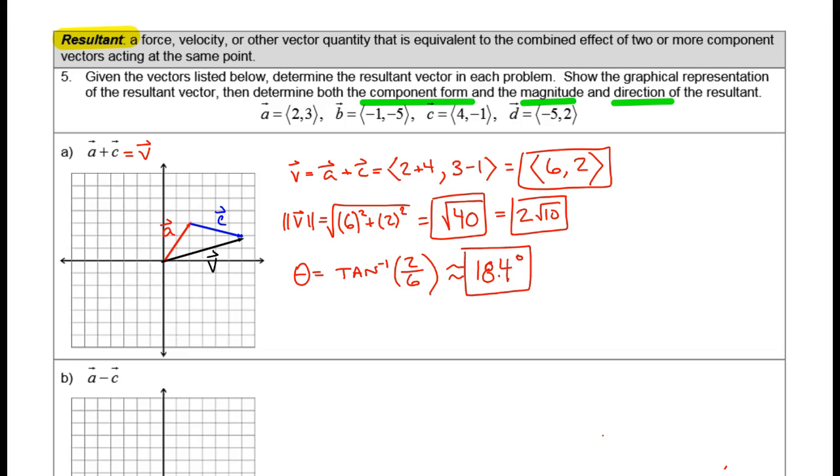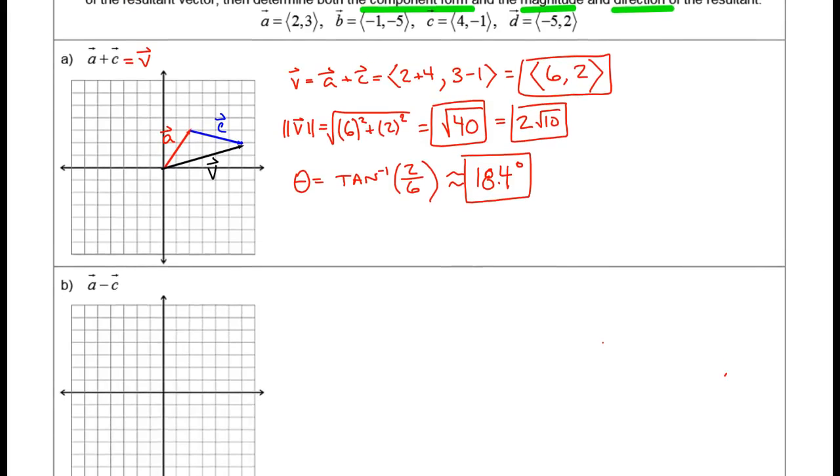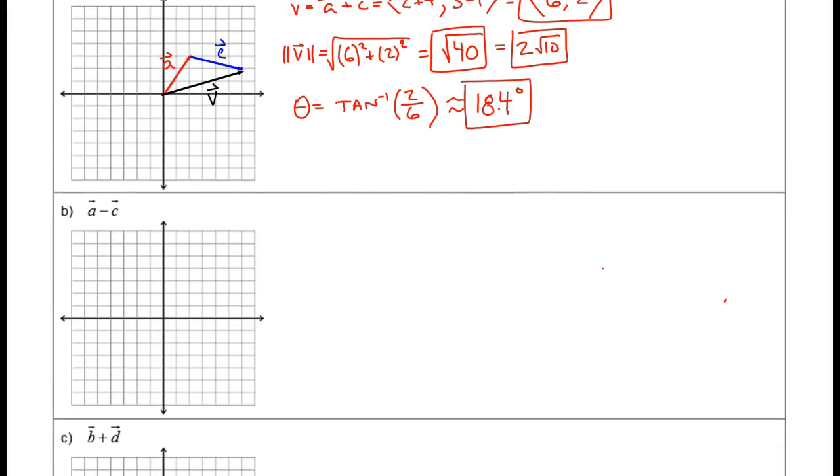Okay, folks, let's move on to part B of this problem. This time we're also combining a couple vectors, except we're doing vector subtraction. I'm going to also call this vector v, which will be vector a minus vector c. And if you're okay with this, I'd really like to keep this as vector addition. So it's going to be vector A plus the opposite of vector C.